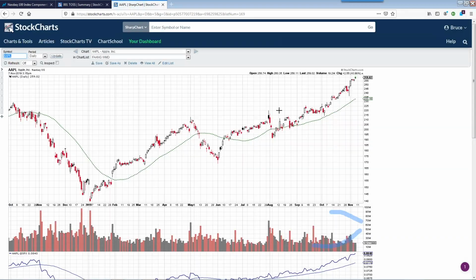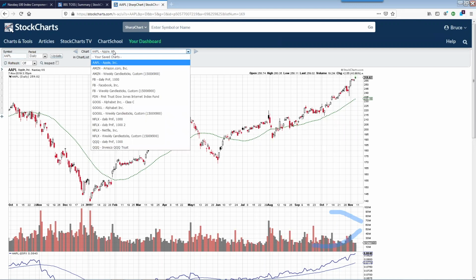I want to just show you Apple here. Apple is the class of the entire FAANG list. It's acting great. It's been a wonderful stock. It's had a phenomenal year in 2019. You can see it started the year on the low and it's just been marching up and up and up. So we're not going to spend a lot of time on Apple because it really is sort of in a category of its own.